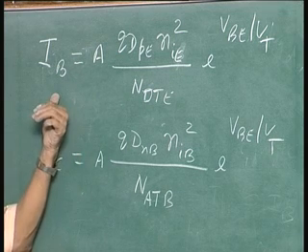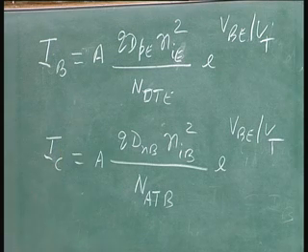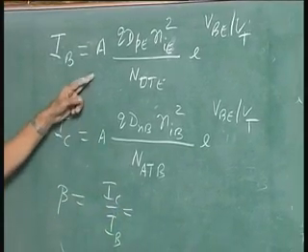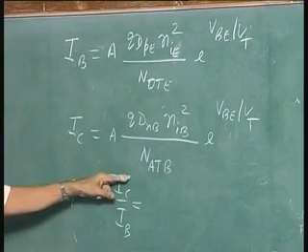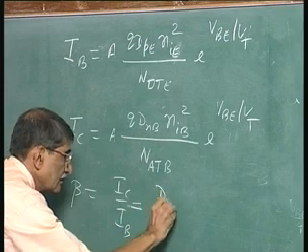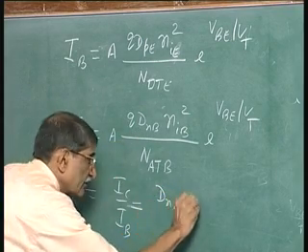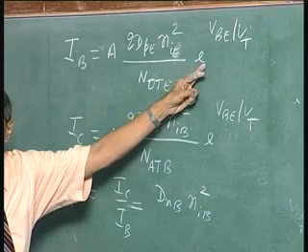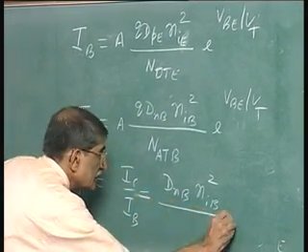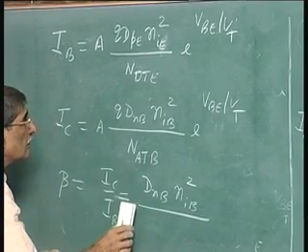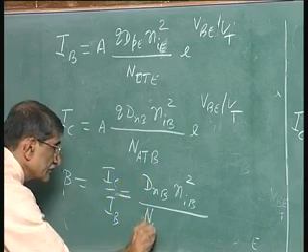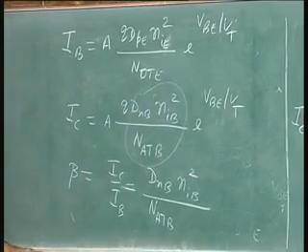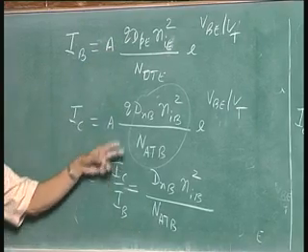In fact, when you find the beta, you divide this by that, and the area goes off. So, beta, which is IC divided by IB, this cancels out, and you have now DNB, Nib squared remaining, this cancels e to the power VBE by VT, and in the denominator you have NATB. So, I just put this quantity divided by, Q gets cancelled, DPE.